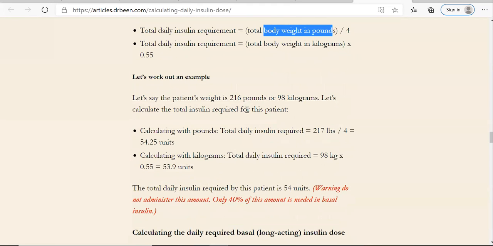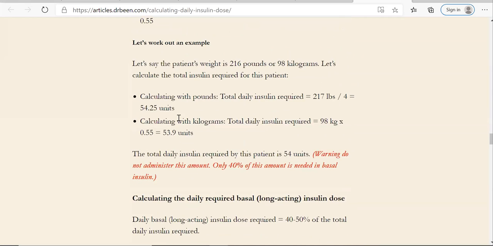Okay. Now 40% of total insulin requirement will be the basal insulin dose of that patient. Let's assume that a patient's weight is 98 kilo. If it is 98 kilo, what will be the total daily insulin? 98 times 0.5 becomes 49. So 49 units is the total insulin requirement for this patient.